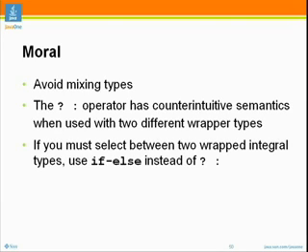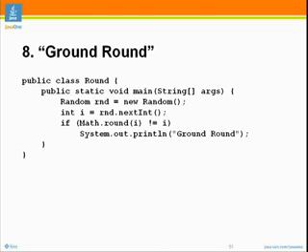I have one last problem for you, the last problem of the day. Is that a sigh of relief that I hear? This one we call ground round. The reason we call it that is because it involves the round operator, math.round. All we do is generate a random integer, and if the rounded value of that integer is unequal to the integer itself, we print ground round.